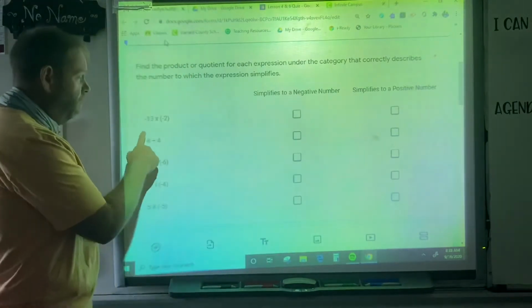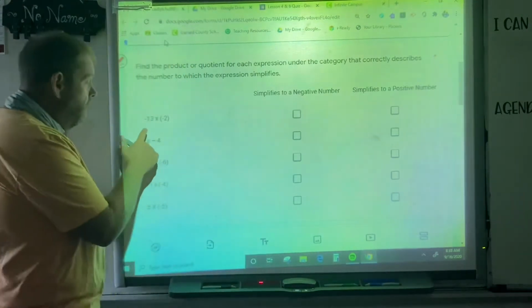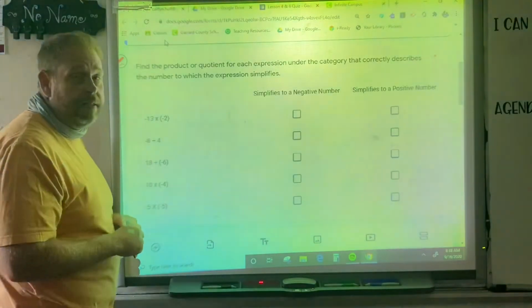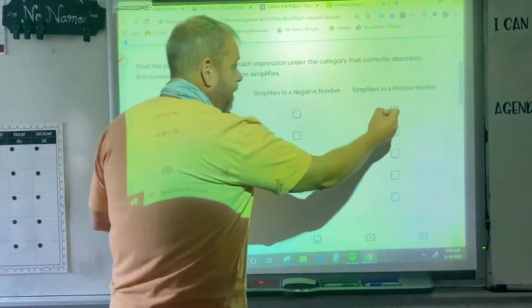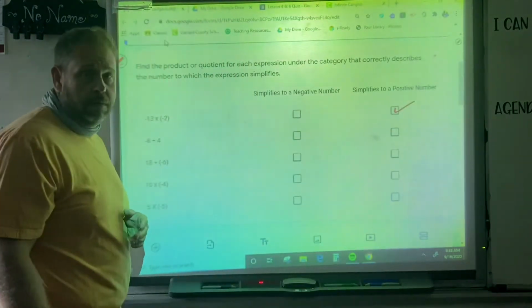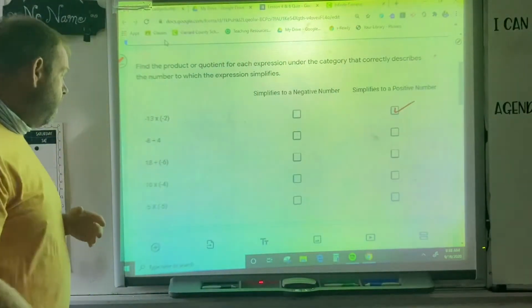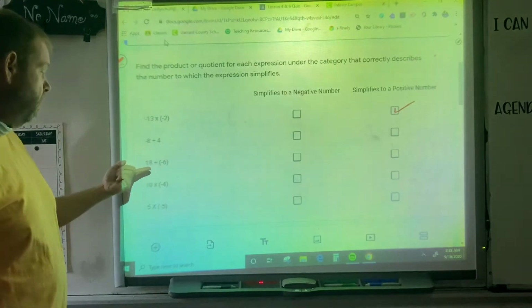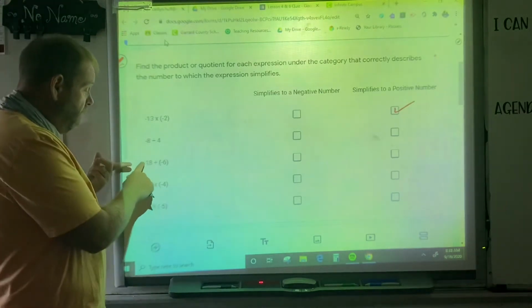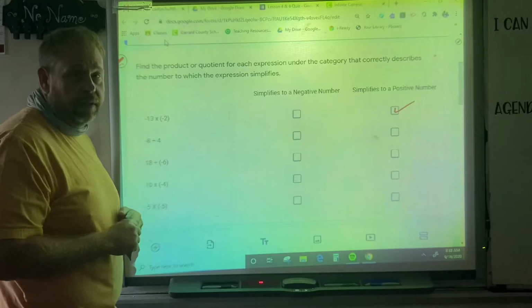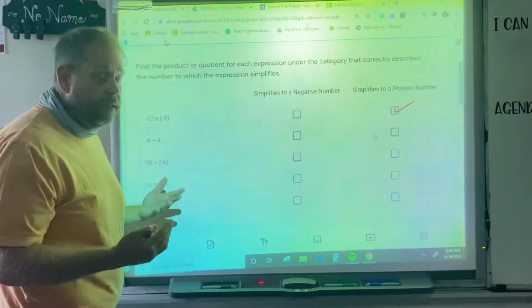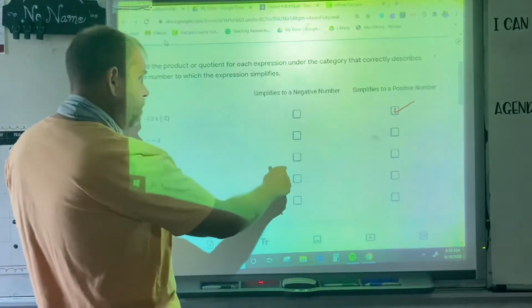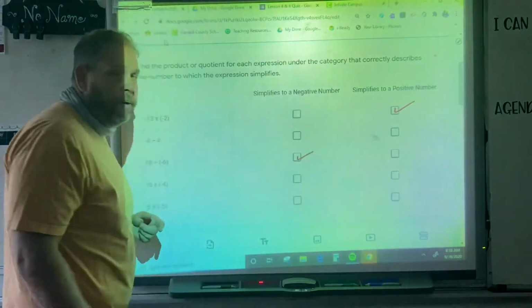So let's look at the first one. I've got a negative times a negative. The signs are alike. So if the signs are alike, I'm going to get a positive answer. Let's look at this one. I've got a positive 18 and a negative 6. The signs are not alike. So if the signs are not alike, it's going to be negative. So all I got to do is come over to the negative chart, and boom, there we go.